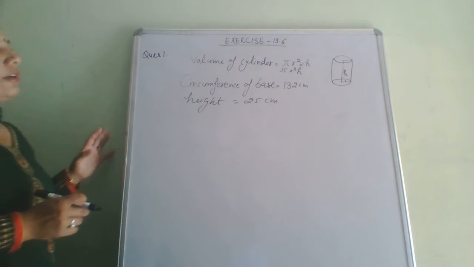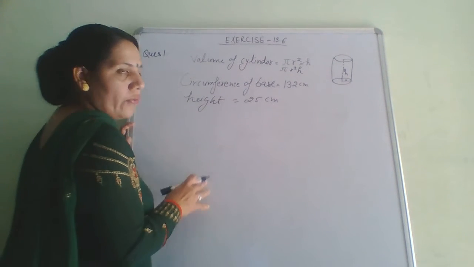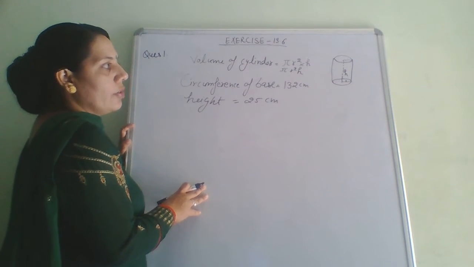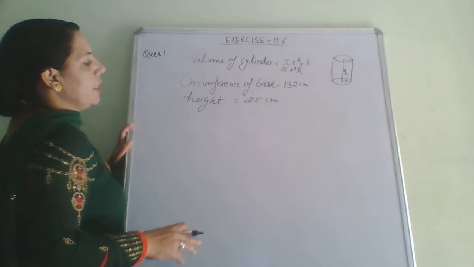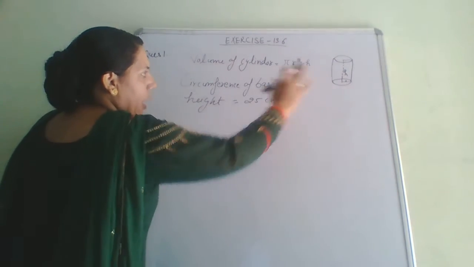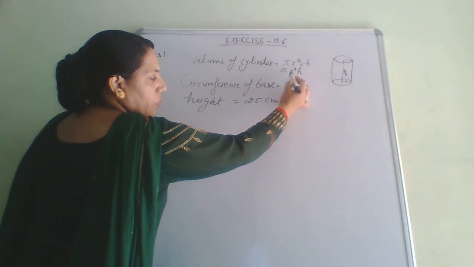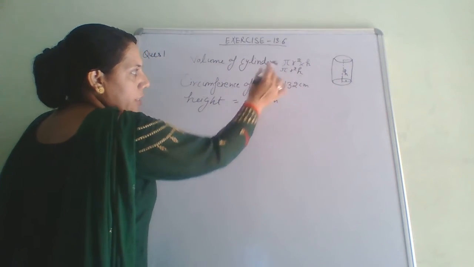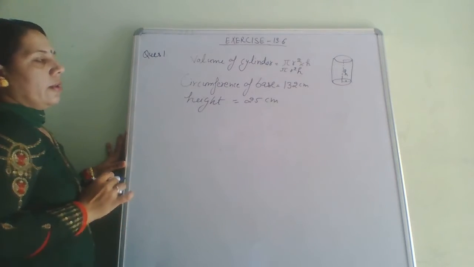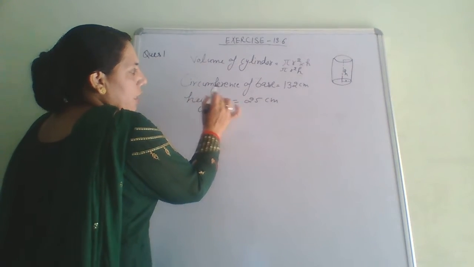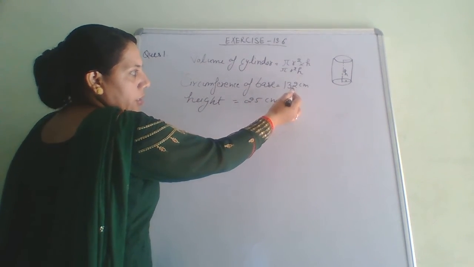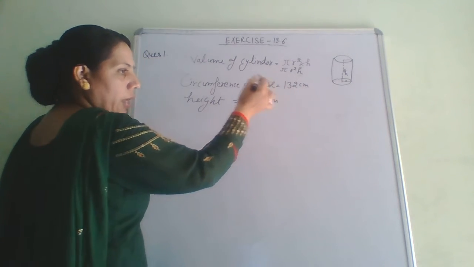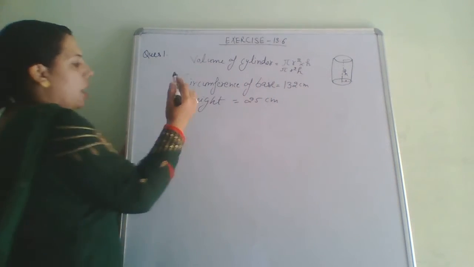So firstly we will find out the volume of the cylinder and then we will convert it into liters. But before that we require two things, r and h. h is given but r is not given. Here circumference of the base is 132 centimeter. From here we will calculate the r.